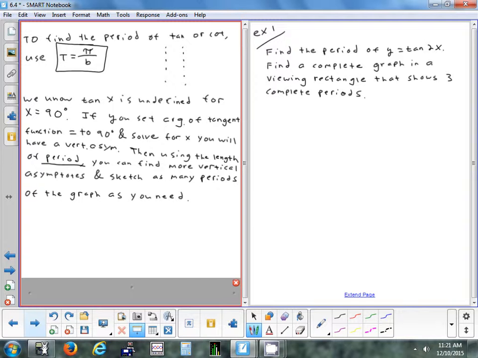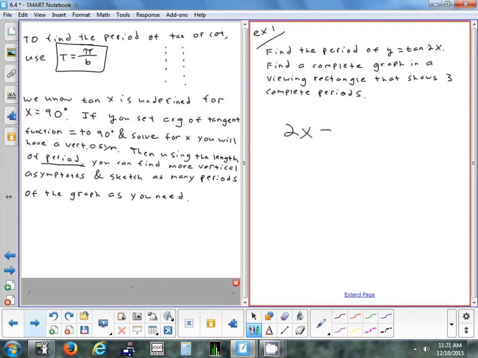Yep, Brian. I'll start by saying tangent 2x equal to 90. Do you want to set the whole function or just the argument? Oh, yeah, just the argument. What's my argument there? So, 2x. Okay, so when that argument equals 90, if we're doing it in degrees, that's when we get a vertical asymptote. So that would be when x equals 45 degrees, or in radians, pi over 4.